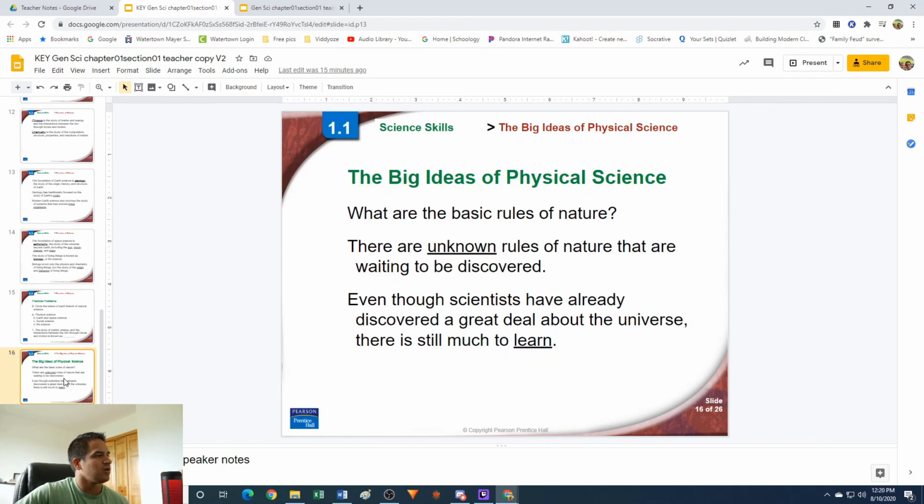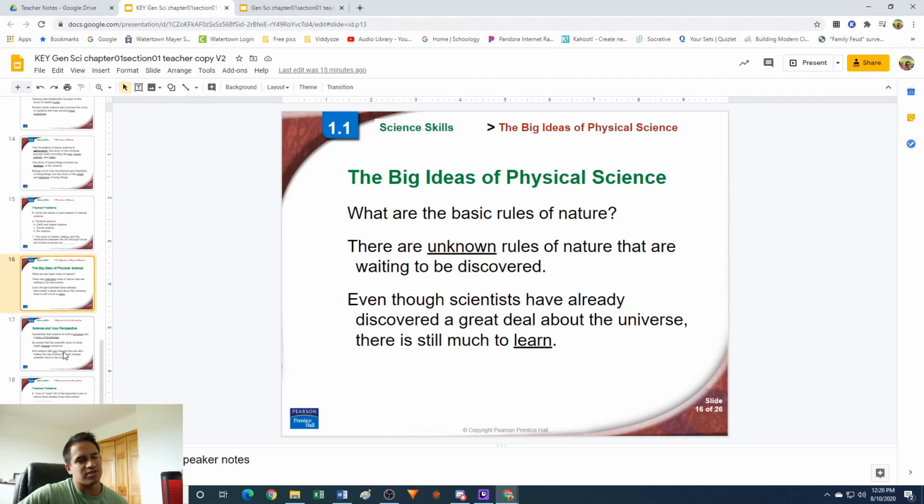So, okay. As for the last part of this section, we're just going to look at the big ideas of physical science and the main reasons and nature of science itself. So, what are the basic rules of nature? Basically, what they're saying is that there are a lot of things, of course, about the world that we don't know. There's a lot of things about the universe that we don't know. There's a lot of things just in general that we just don't know about, right? We don't know how the universe began. We don't know how life started on planet Earth. We don't even know, to be honest, how life begins in the human body, right?